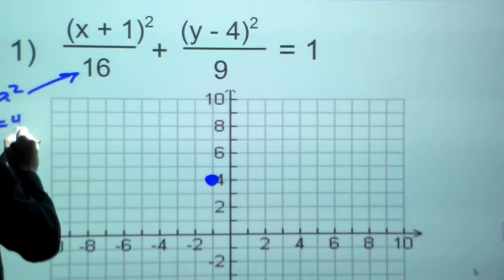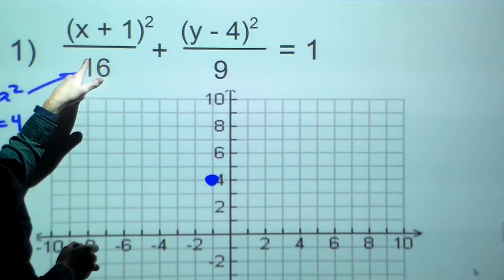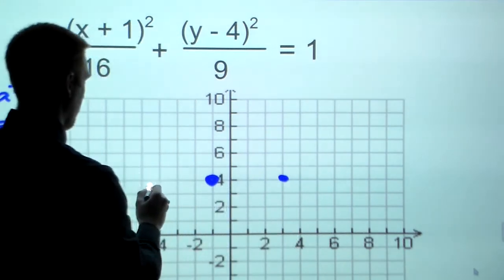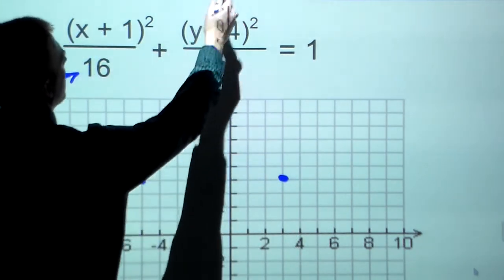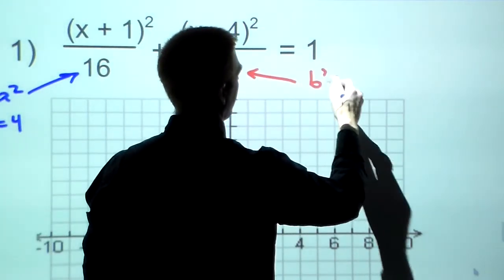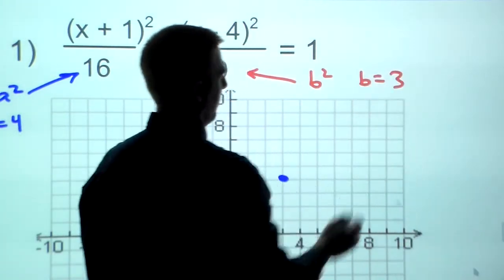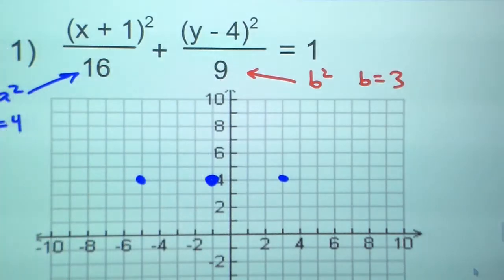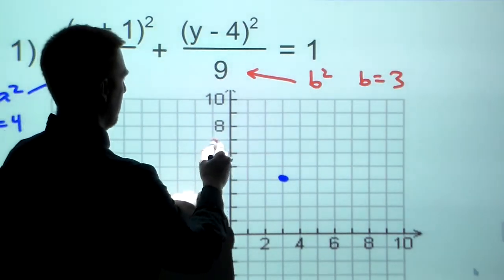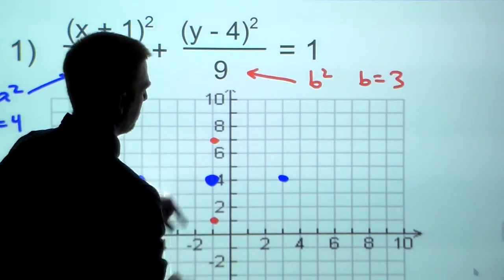So a would be 4. And that's how far we're going to go in the x direction, left to right. So we'll go over to 3, we'll go over to -5. Now the y direction, this one's going to be called b squared. So b would be 3. Take the square root of 9, you get 3. That's how much you're going to go up and down in the y direction. So up 3 here, down 3 here.